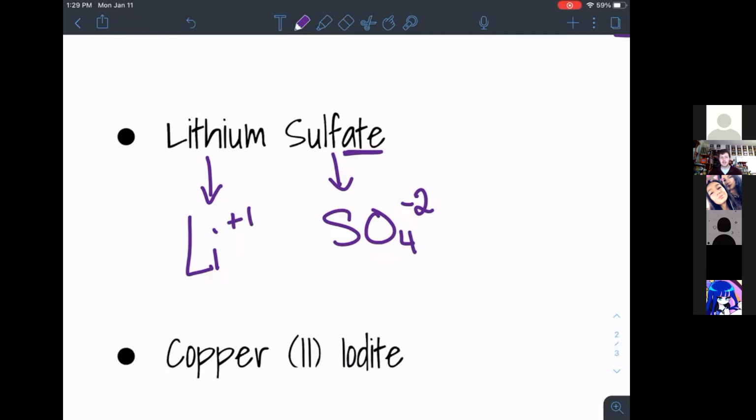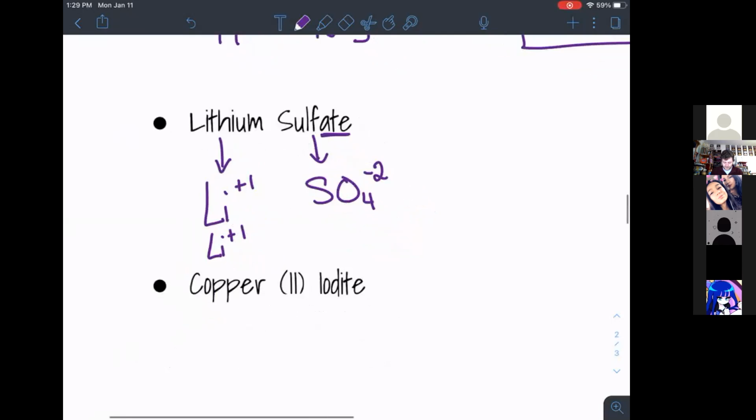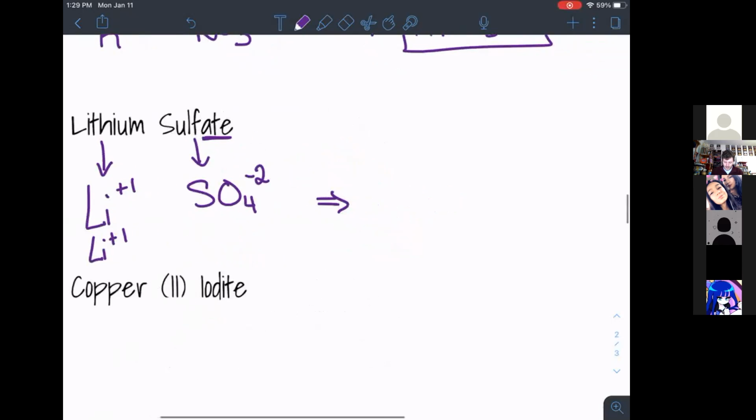But that does cause us an issue, because now our charges, do they add up to 0? No. They do not. So how could I make this a formula that would give me a charge equal to 0? Adding another lithium. Bringing in a second lithium with another +1 charge means that now my charges will add up to 0, and I can write my formula: Li2 for 2 lithiums, SO4.